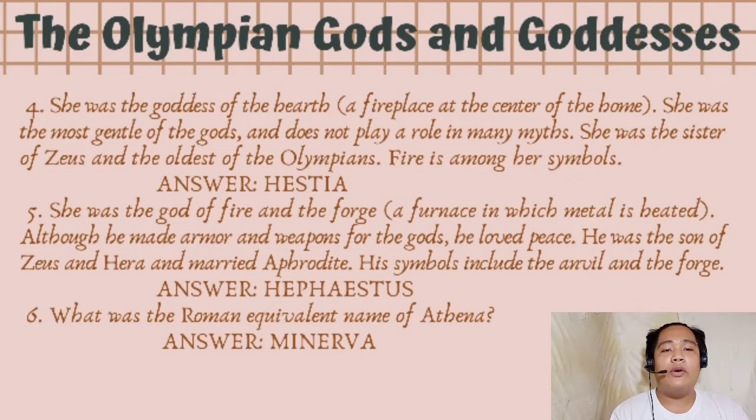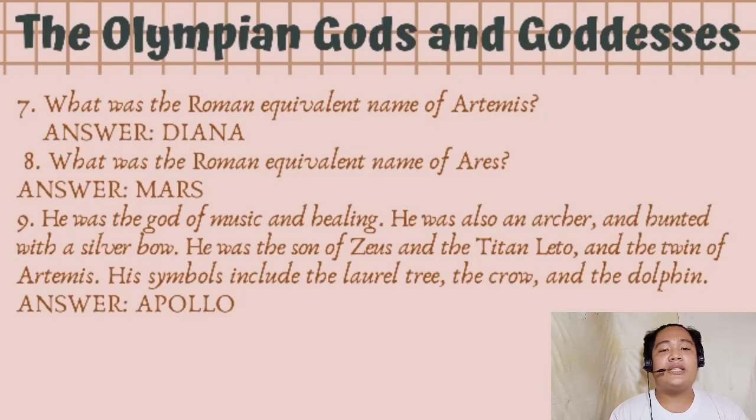Now let's have number 6. What was the Roman equivalent name of Athena? It's Minerva. Number 7. What was the Roman equivalent name of Artemis? Okay, it's Diana. Number 8. What was the Roman equivalent name of Ares? Correct, it's Mars. And number 9. He was the god of music and healing, and he was also an archer. Correct. He is Apollo.